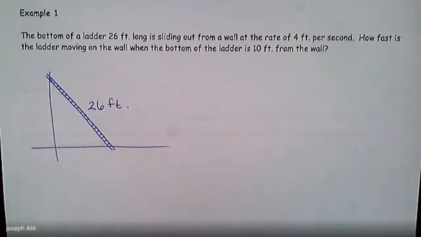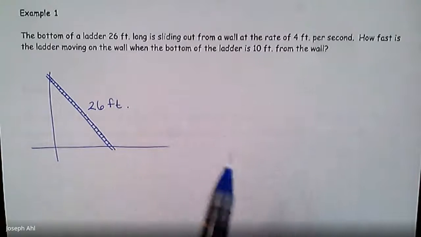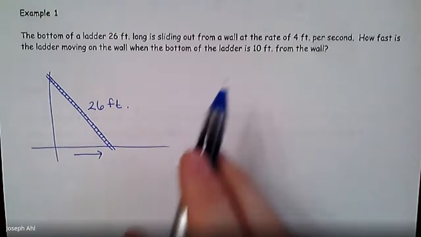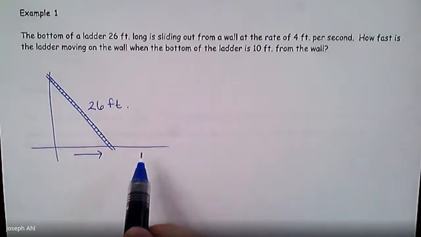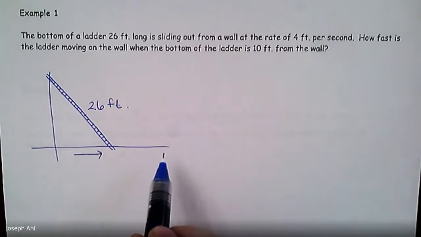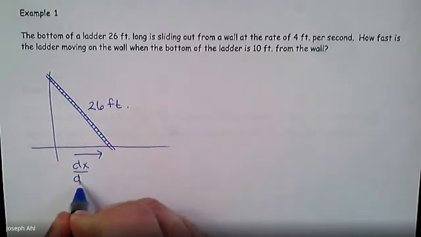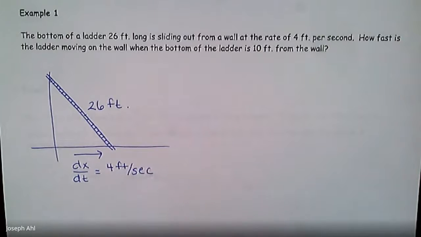Oh boy, sounds scary. And it's sliding out from the wall at a rate of 4 feet per second. So we're sliding this way. And that given information right there is the rate at which the x distance is changing with respect to time. So that's what dx/dt is. dx/dt is 4 feet per second.